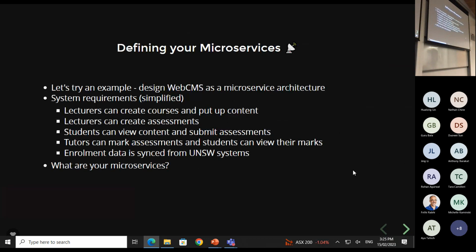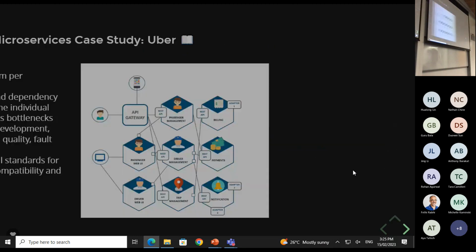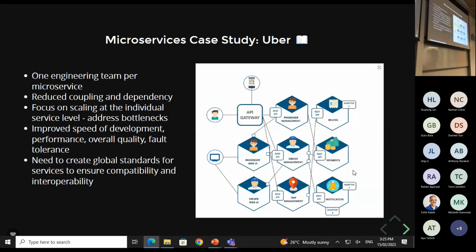So what I'd like you to do now is turn to the person next to you, and if you're not sitting next to someone, buddy up and introduce yourselves. And I'm going to give you about 3 minutes to think of Web CMS, which you've all been using, and figure out how you're going to split that up into different microservices. Make sense to everyone? Go. Got 3 minutes. You can use this Uber one as a point of reference as well.